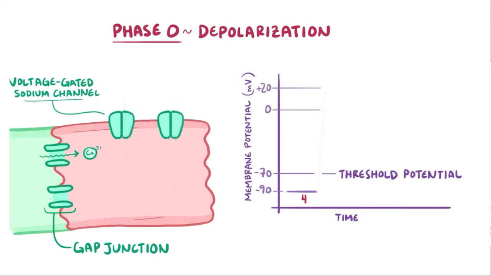Now, if only a few ions had leaked through from the neighboring cell, and the membrane potential didn't get to the threshold potential of negative 70 millivolts, then those voltage-gated channels wouldn't open, and there'd be no depolarization. Essentially, there's nothing in between, which is why we say an action potential is an all or none process.